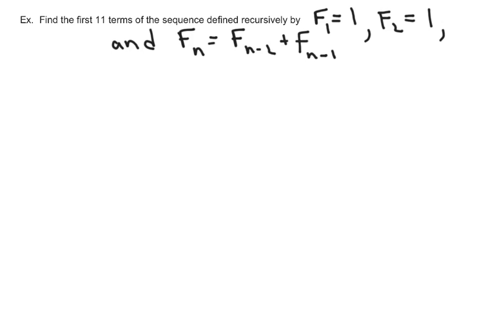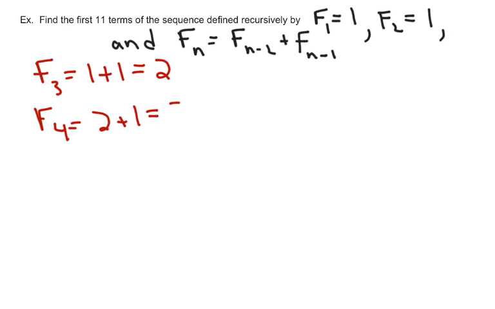So the first term in the Fibonacci numbers is 1. The second term is also 1. And to find the consecutive terms after that, you sum the previous 2 terms. So the third term, because we already know the first 2, is going to be the sum of the previous 2. The fourth term is going to be the sum of the previous 2. The fifth term is going to be the sum of the previous 2 answers.